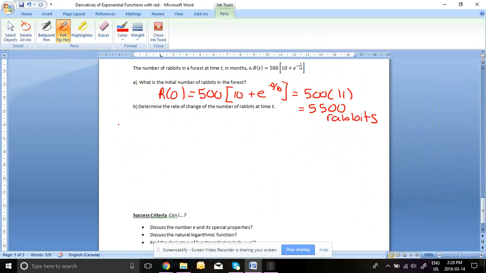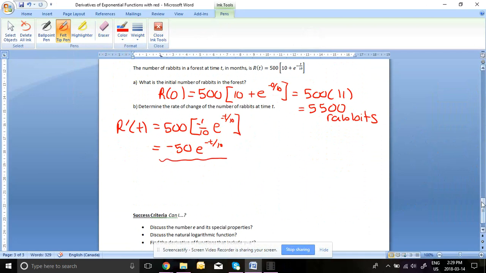Okay, and then it asks us for the rate of change. So that is just the derivative. So you would have 500 times the derivative of what's inside here. So the derivative of 10 goes to 0. And then e to the negative t over 10, the derivative of the exponent is minus 1 over 10. And then we leave the e to the negative t over 10 the same. So this multiplies to negative 50 e to the negative t over 10 as the derivative of that function. And it just asks for the rate of change at time t at the general time. So that is the answer.